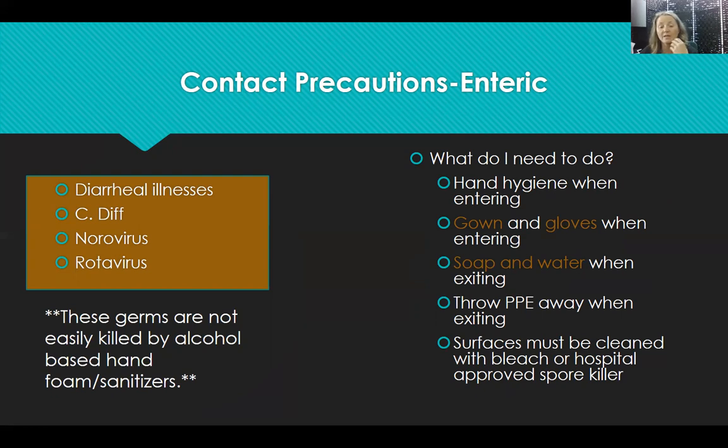You will need to, again, hand sanitize coming into the room, gown and gloves when you're entering, and then you would need to wash your hands with soap and water upon exiting. So it would need to be soap and water, not just hand sanitizer upon exiting. Discard your PPE when you're exiting, and then surfaces are going to have to be cleaned with bleach, not just regular cavi wipes. It would need to be with bleach-based cavi wipes or other hospital-approved spore killer in the cleaning solution.